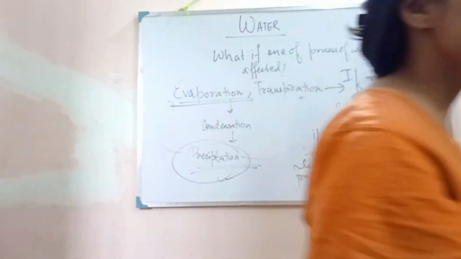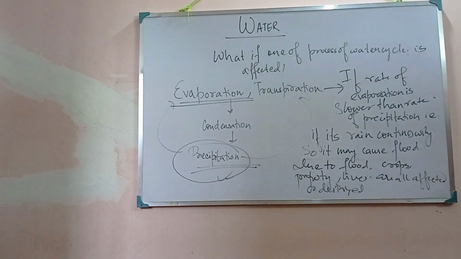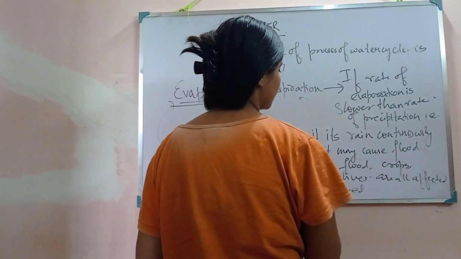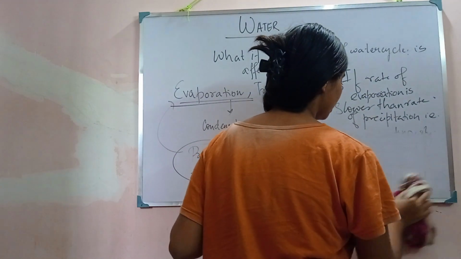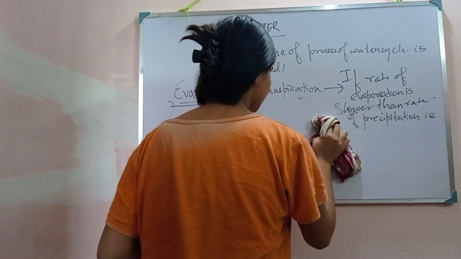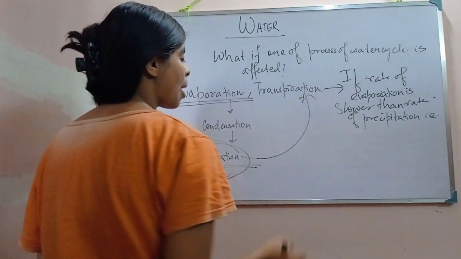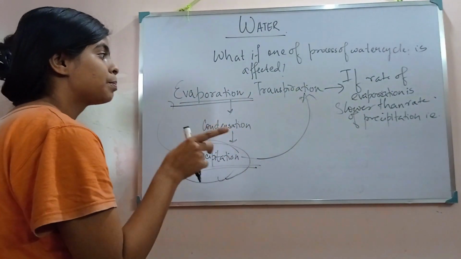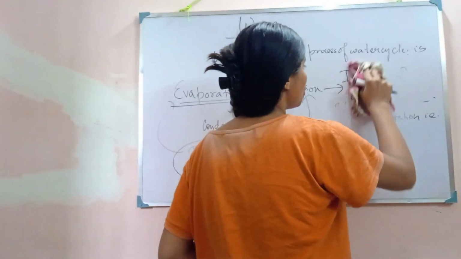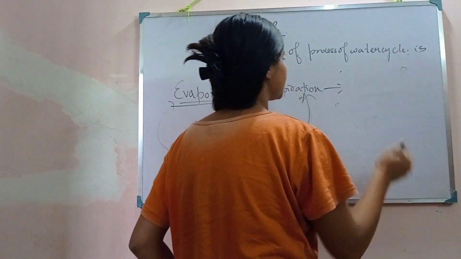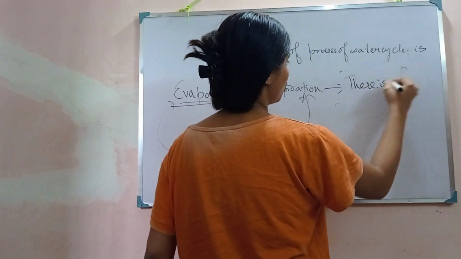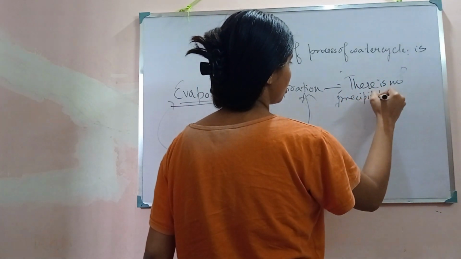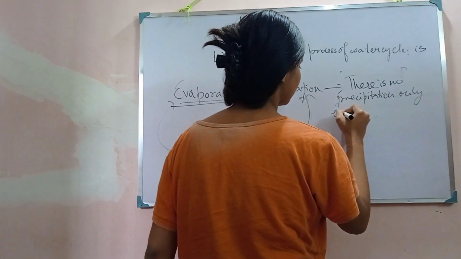And there is one more. What if the vice versa, that there is no precipitation but only evaporation is happening? That means now the reverse is happening. Earlier the evaporation was not happening, only precipitation was happening. Now evaporation is happening but precipitation is not happening. Suppose there is no precipitation, only evaporation, then what will happen?